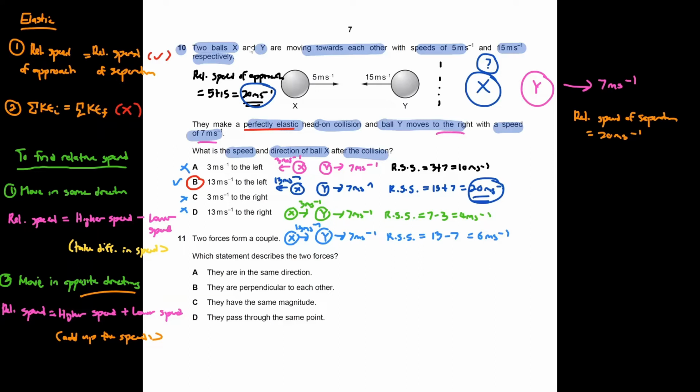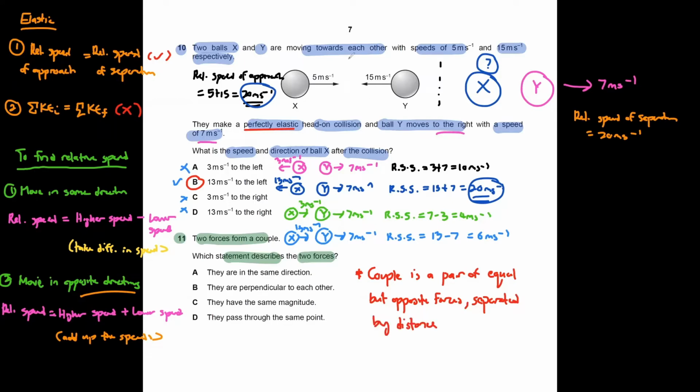Now, after that, if you move on to question 11, two forces form a couple. Which statement describes the two forces? Now, this one you will have to refer back to the definition of what is a couple. A couple is a pair of equal but opposite forces separated by distance. Okay, this is what a couple actually is. You need to have equal force, opposite force, and then there must be separation between them.